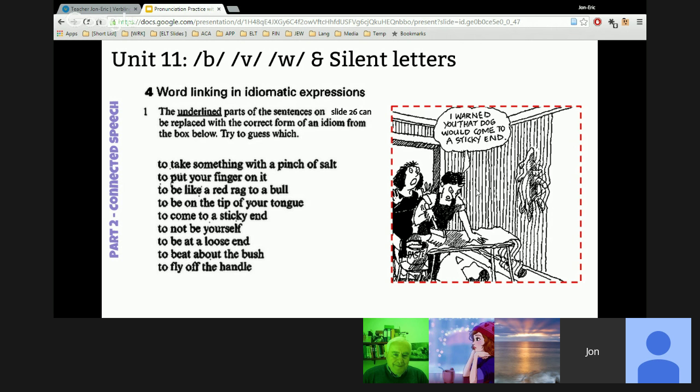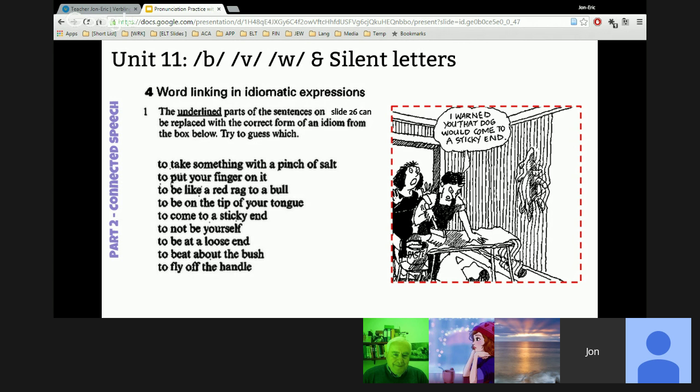I warned you that the dog would come to a sticky end. That's right. By the way, repeat after me. Not "doch," but dog. Dog. That's it. I warned you that dog would come to a sticky end.